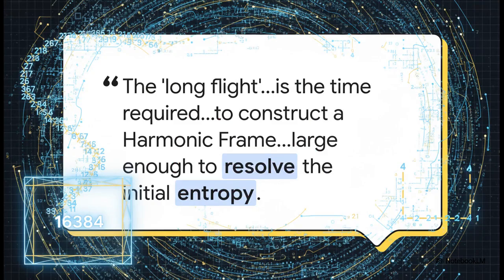This whole idea completely reframes how we look at supposedly chaotic systems. I mean, think about the famous Collatz conjecture for the number 27. Through this lens, its long, unpredictable flight isn't random chaos at all. It's just the deterministic, step-by-step process of figuring out exactly how big a frame, in this case 16,384, is needed to finally resolve all its initial entropy.